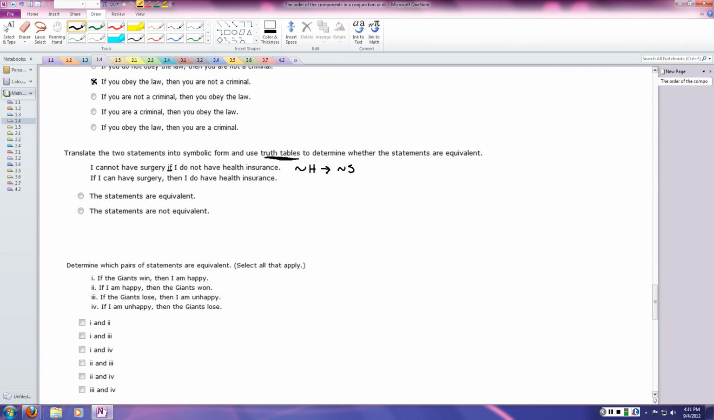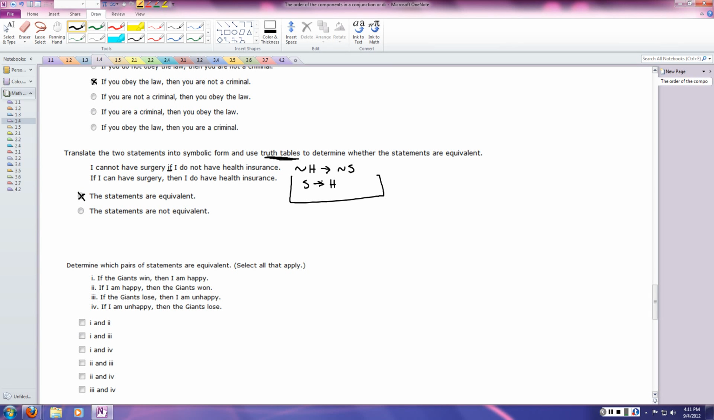If I can have surgery, then I do not have health insurance. So this one is, if I can have surgery, then I do not have health insurance. Then I do have health insurance. So automatically you can see they're contrapositives of each other. So the statements are equivalent.